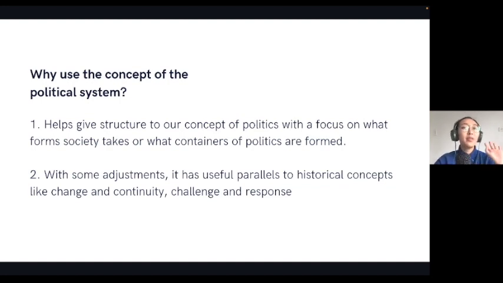So there are many questions, of course, in this lecture, but the first one is, bakit nga ba natin kailangan gamitin yung konsepto ng political system para maintindihan yung nakaraan natin? Like, why is it this particular approach and not the history of social movements and political movements.